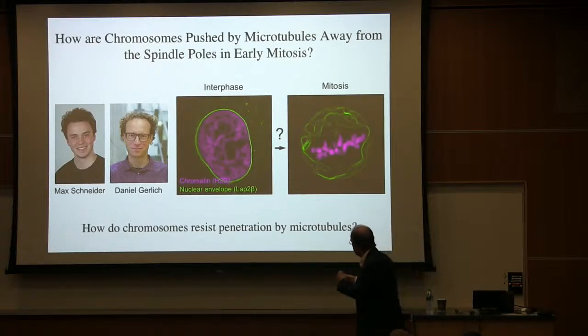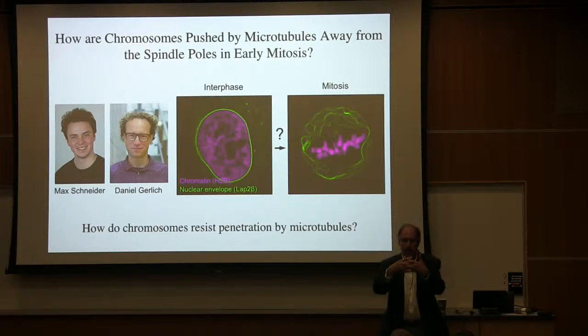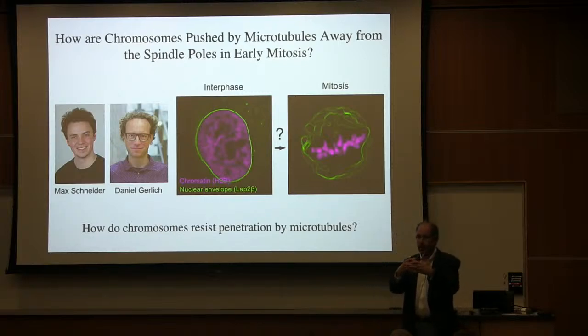A specific way of phrasing this is, the pushing is known to occur by microtubules. So you go from chromatin throughout the nucleus on the left in interphase to being pushed into the metaphase plate during mitosis. It happens by microtubules. So the question is, how is it that chromosomes can be moved by the microtubules? Why don't the microtubules just penetrate throughout the chromatin matrix, which would then render it unable to be moved around?